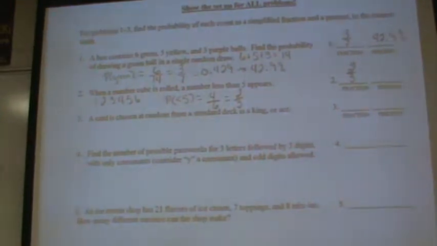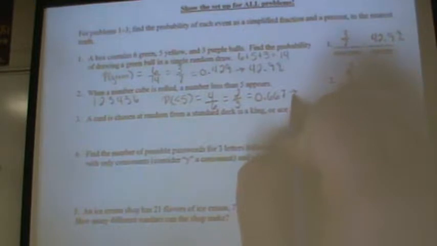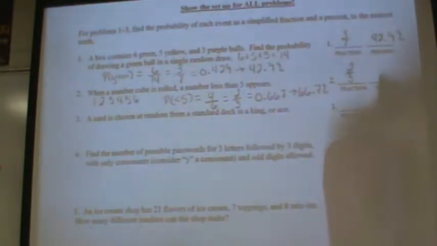And then again, you'll punch this into your calculator, you'll get a decimal. You'll get 0.667, which translates to 66.7% when you multiply the decimal by 100.